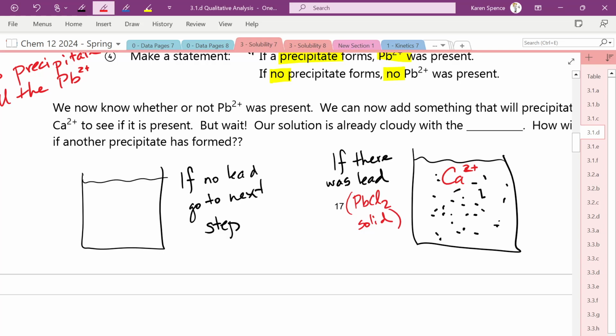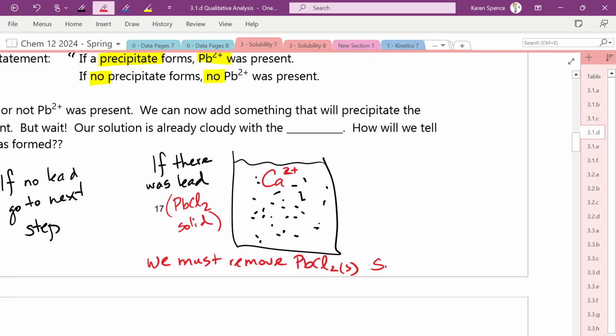we need to remove the lead chloride somehow. If there was lead, we must remove the lead chloride solid somehow.